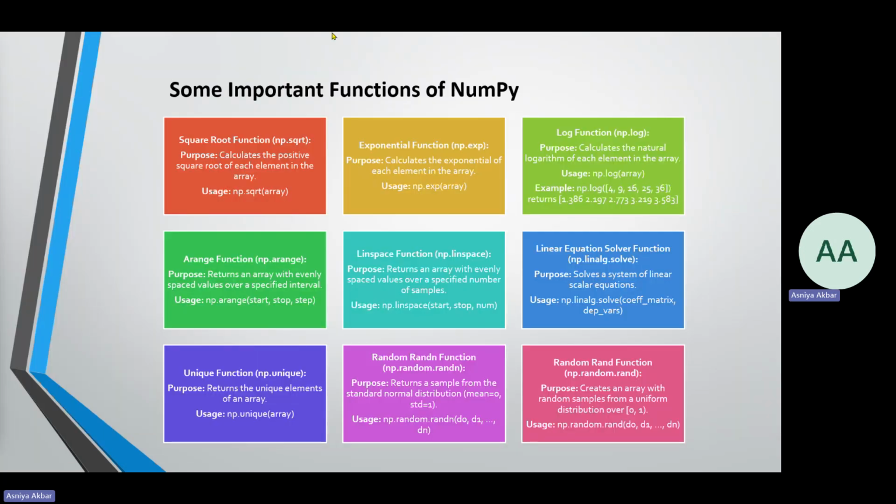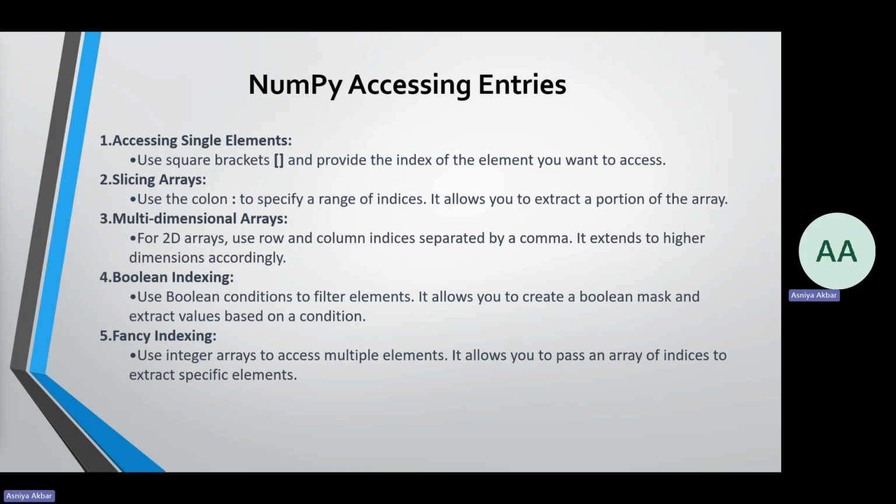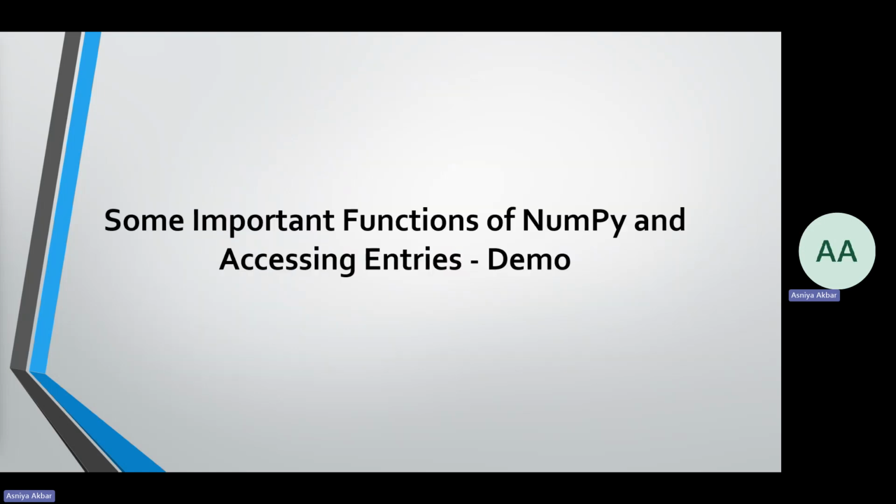And next up, we have completed all of these different functions. Next up, we have NumPy accessing entries. We are going to look at how we can access single elements, slice arrays, create multi-dimensional arrays, what Boolean indexing is, and what fancy indexing is. We're going to go through each and every topic using code so that we can understand this better.